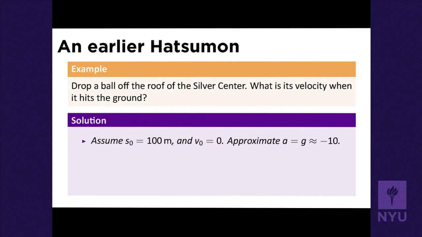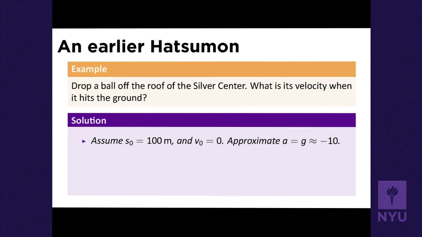And the initial velocity, we're just dropping it off. We're not throwing it. So its initial velocity is 0. And the acceleration is the acceleration due to gravity. We all know that it's something like 9.8 something meters per second squared. Again, I'm just estimating, so I'll say 10 meters per second squared.